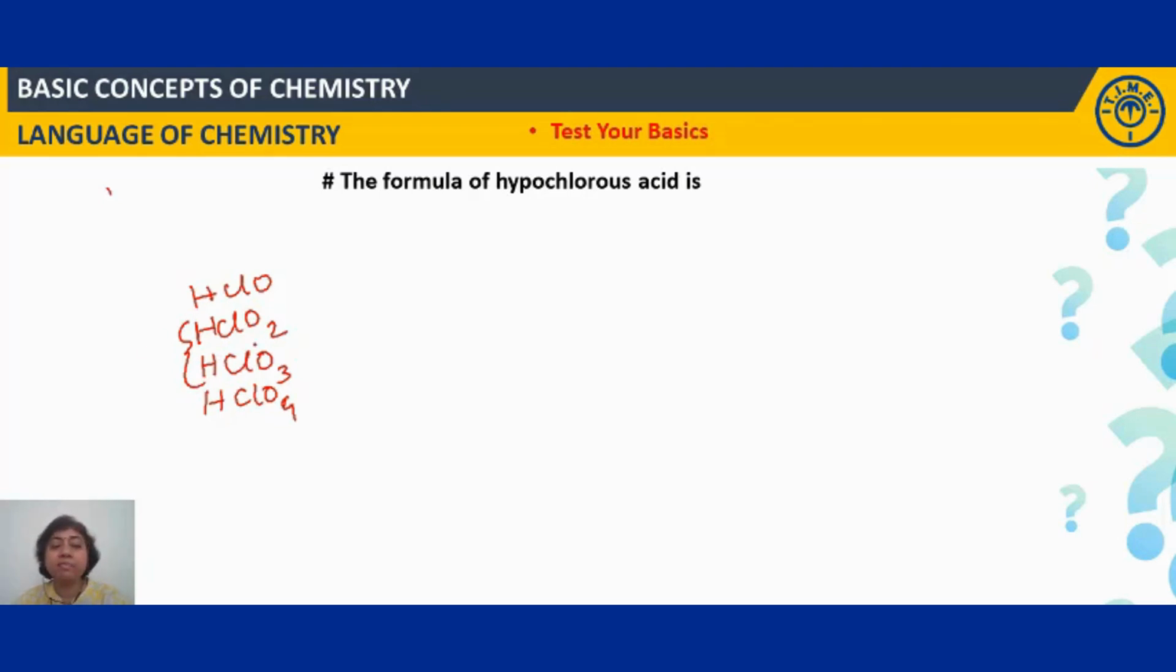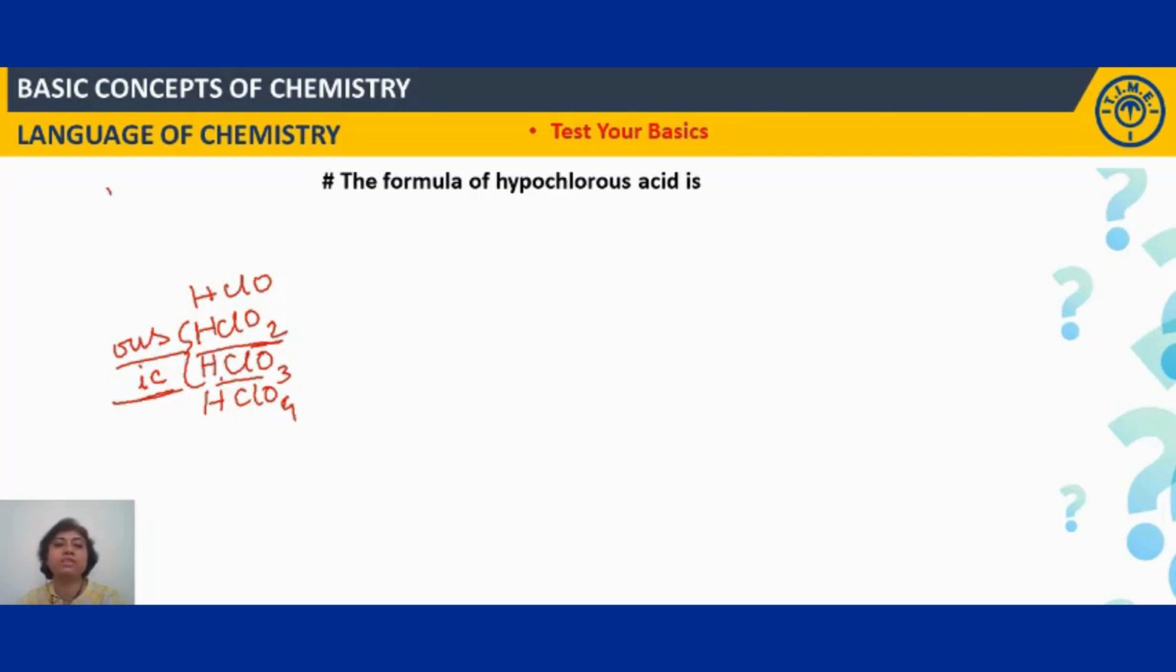Between the second and third, the one with fewer oxygen atoms is HClO2. Here we will add the OUS suffix with chlorine. For the third one, 3 oxygen atoms are there, so we will add the IC suffix with chlorine. Fine. So the second one is chlorous acid, the third one is chloric acid.